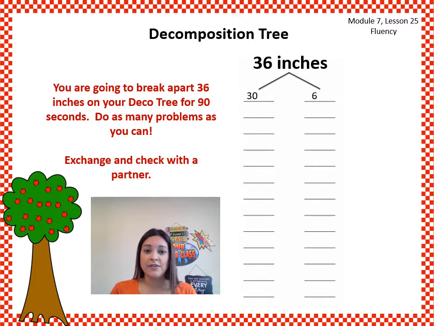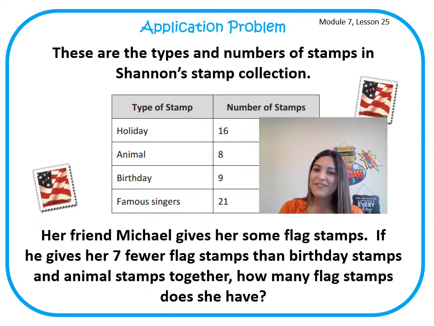into inches on your decomposition tree for 90 seconds. So I need somebody to time you. If you don't have anybody around you to time you, that's okay. You can do it on your own. I want you to try to find as many partners as you can to make 36 inches. I already started and gave you the first example, and that's why I put 30 on one side and 6 on the other. Have fun. I hope you had fun with that decomposition tree. How many could you do?